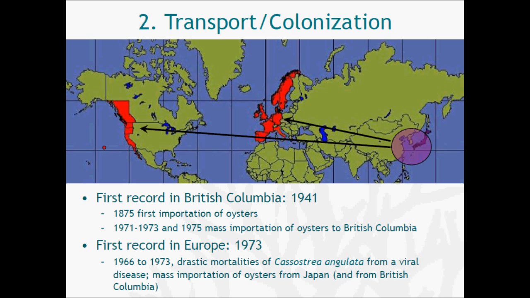And in the 1970s, both in North America and in Europe, there was a massive die-off of oysters. So the native oysters almost disappeared, and there was massive importation of oysters from Japan. This is very well described, and it is probably during that mass importation of oysters that Sargassum muticum was introduced. In Europe, there are records since 1973.